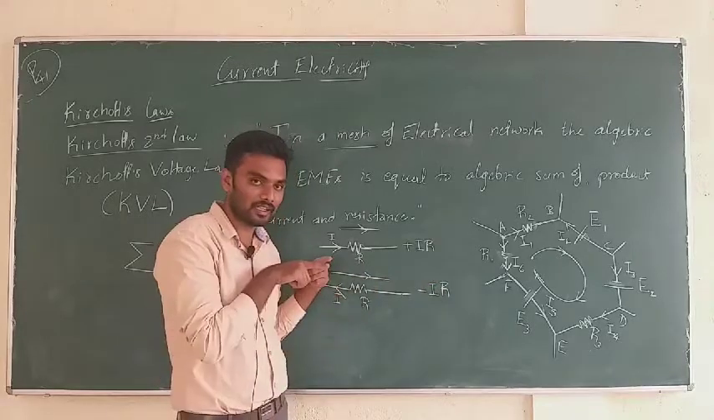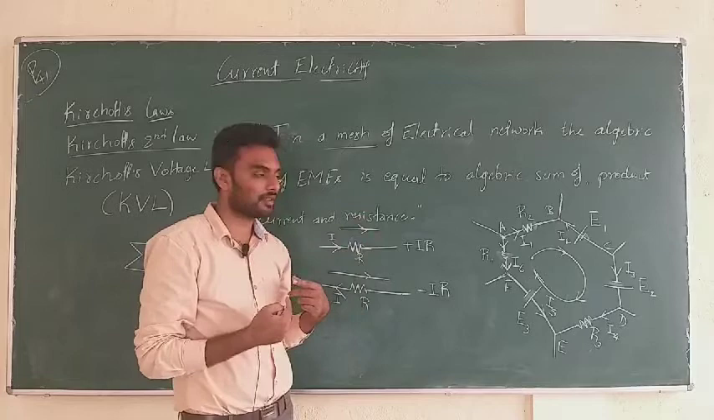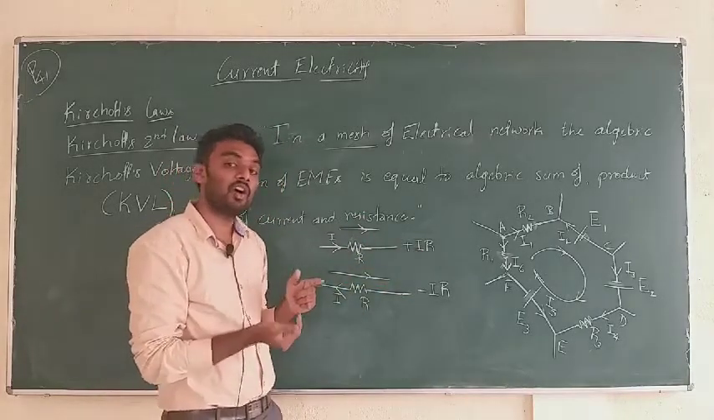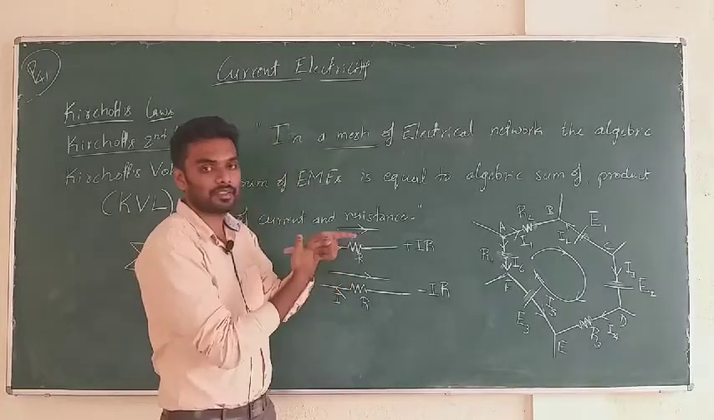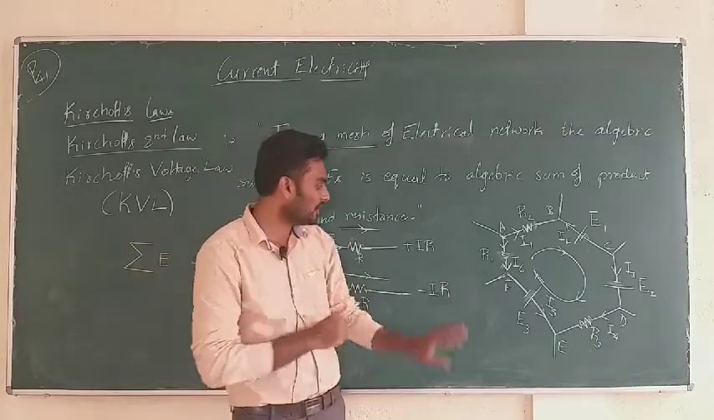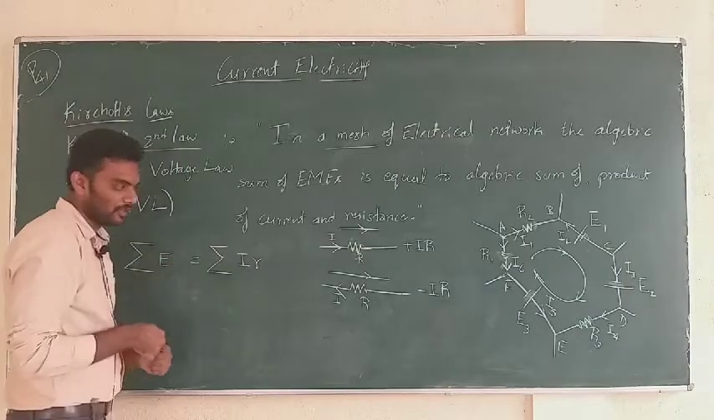This is how we should interpret the sign of the product of current and resistance. If the current direction is the same as the direction of the traversal path, then the product is positive. If the current direction is opposite to the direction of the traversal path, then the product of I and R is negative. So that is about the product of I and R, which is on the RHS of the equation.